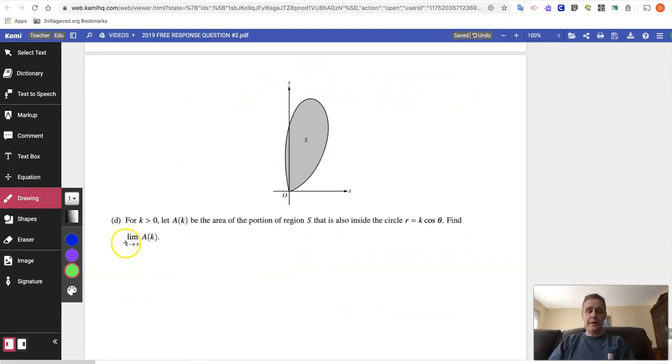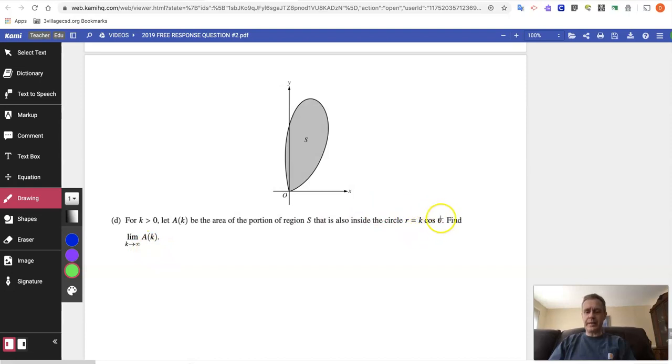Part D, more interesting stuff here. It says for k greater than 0, let A of k be the area of the portion of the region S that we have here that is also inside the circle r equals k cosine theta. And here comes our limit. They want us to find the limit of A of k as k approaches infinity.